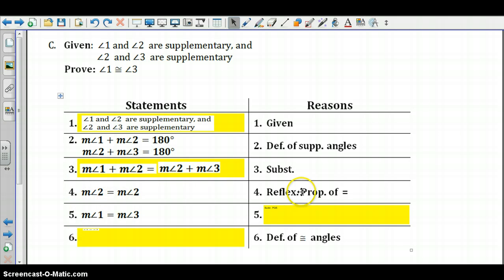Now, this proof states next that the measure of angle 2 is equal to itself by the reflexive property of equality. That allows me to take this measure of angle 2 on both sides and cancel that. And we do that by subtracting the measure of angle 2 from both sides. So the reason that we get measure of angle 1 equals the measure of angle 3 is by subtracting the measure of angle 2 from both sides, subtraction property of equality. Well, if the measures of angles 1 and 3 are equal, then angle 1 must be congruent to angle 3. That's just by definition of congruent angles. And that is our proof.